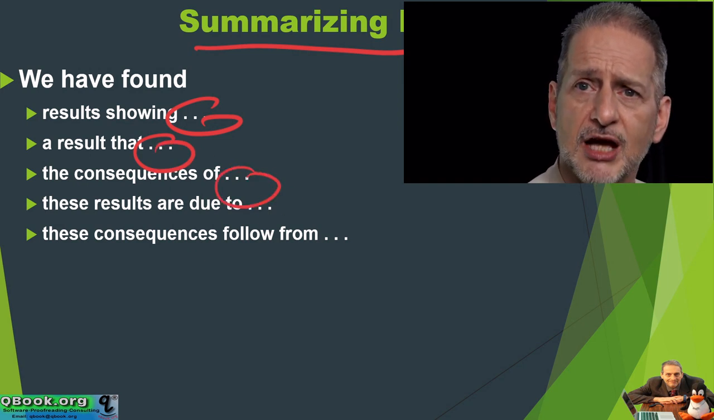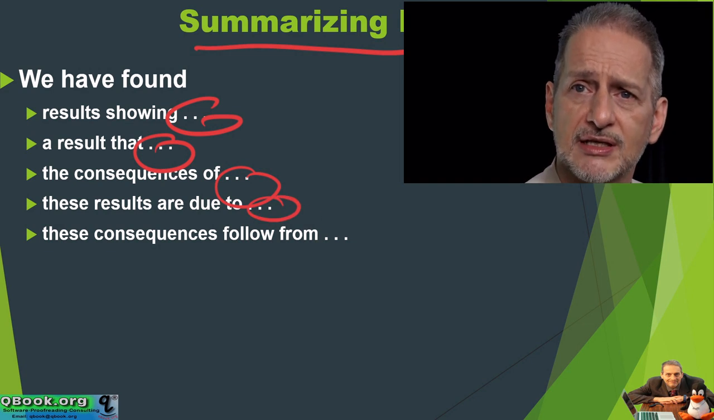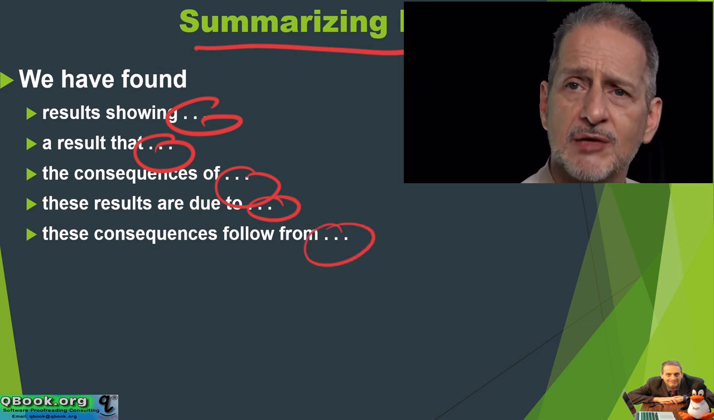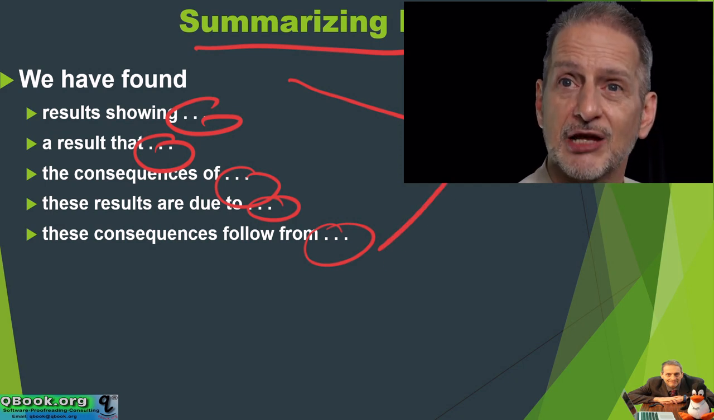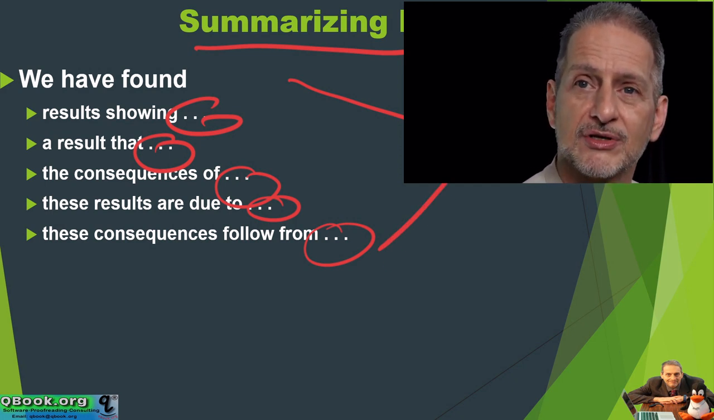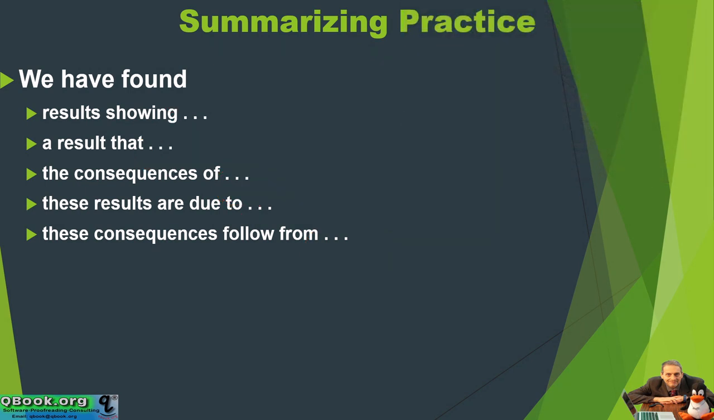A, B, and C are the consequences of something. And these results are due to A, B, and C. And then something follows from A, B, and C. And now I want to move on to the next section that I want to talk to you about now. This is a great way to signal that one part or one bit of information is done. Now we're going to move on.